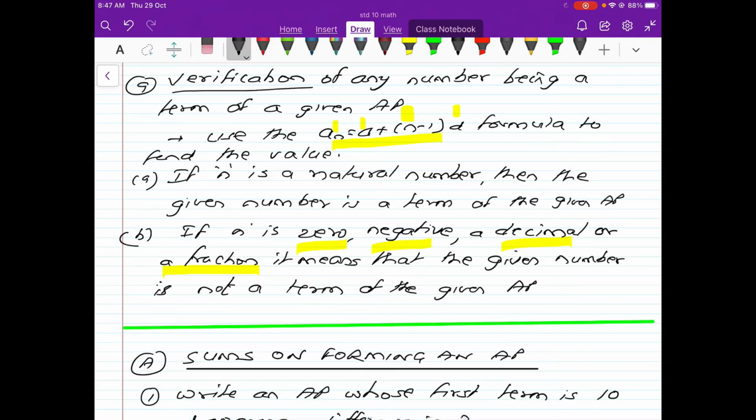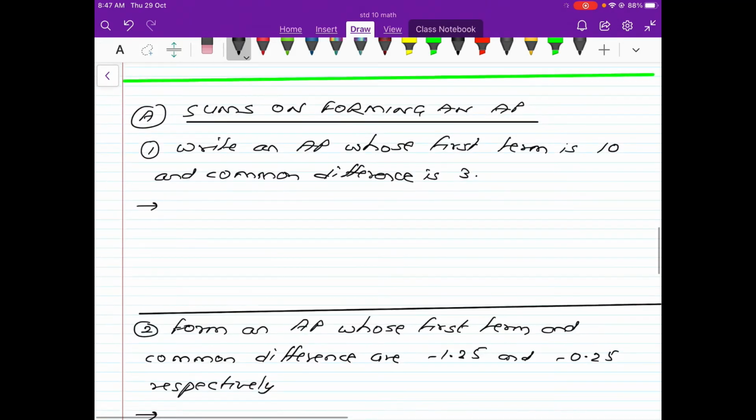Having seen all this, we will try to do some very simple sums. The first type of sums will be sums on forming an AP. So we have to remember here, the AP always looks like this: A, A plus D, A plus 2D, A plus 3D, and so on. So the first sum we'll do is like this: write an AP whose first term is 10 and the common difference is 3. So what do we do? How do we write an AP? Now generally we have to write only 3 terms and just put dots, it's enough.